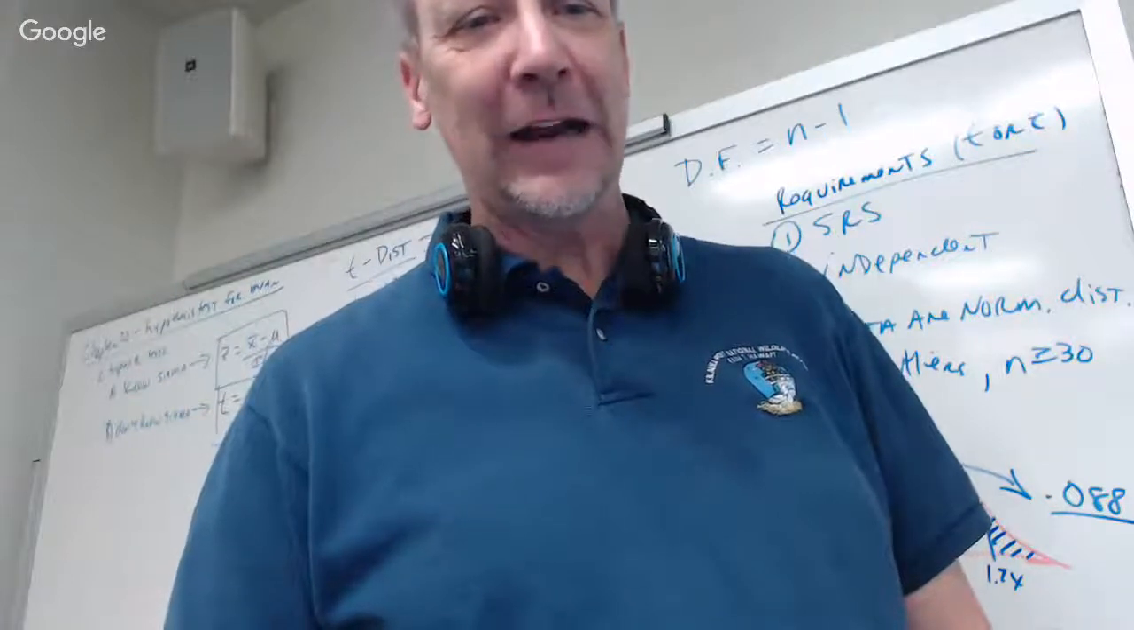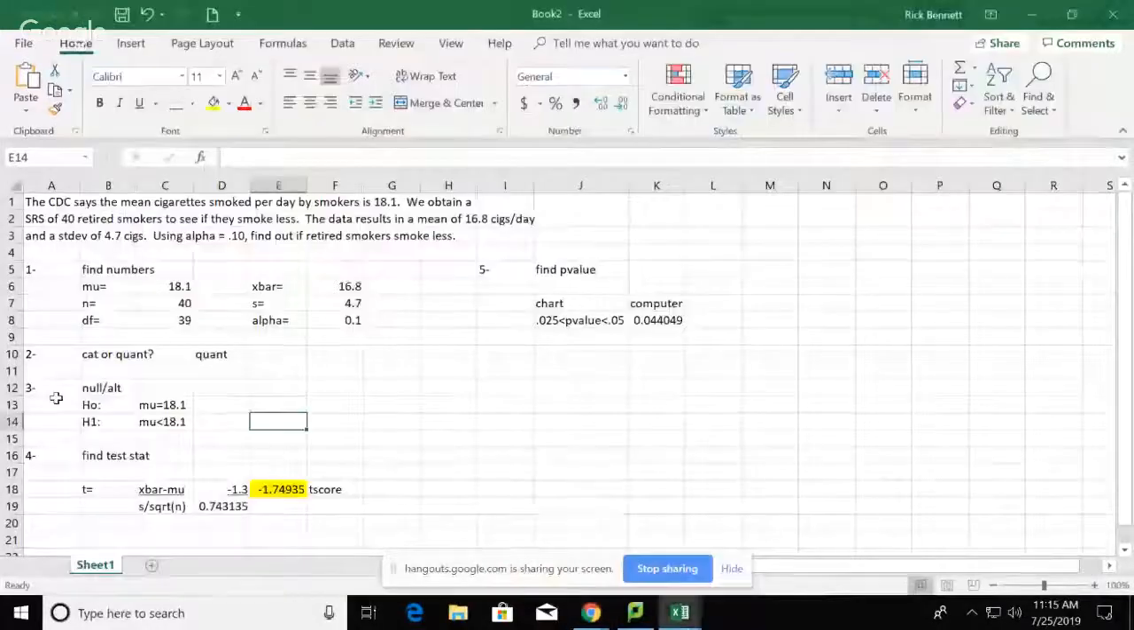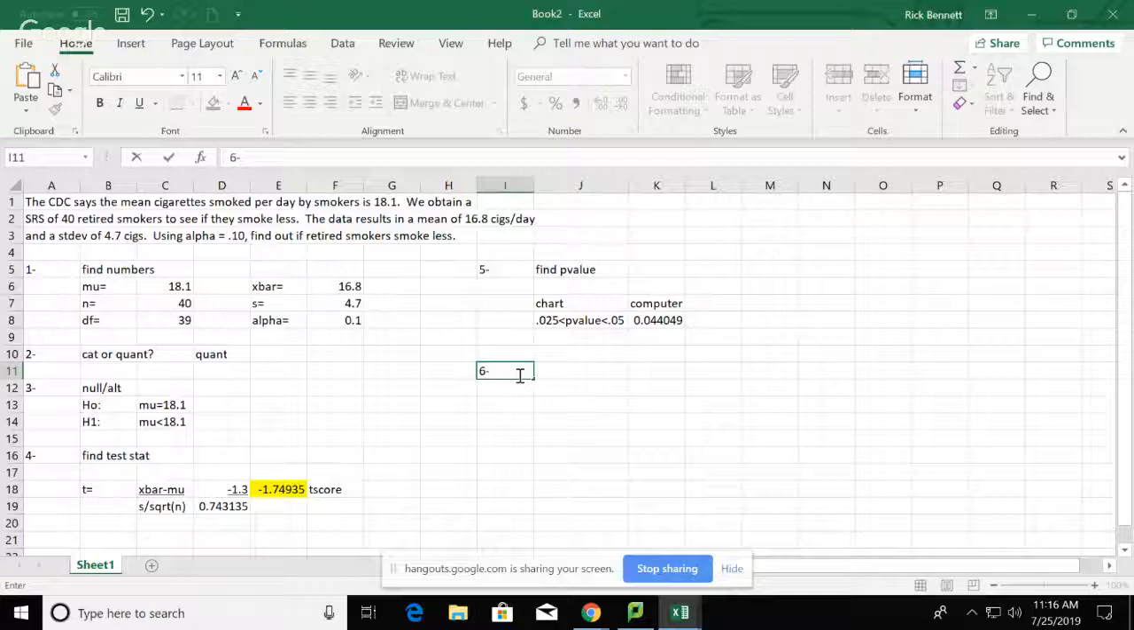All right, let's go back to our test here. And by the way, those commands are on your formula sheet. But when you're on the computer test, you'll be using the chart or the Excel command. It is on your sheet: T.DIST, T.DIST.RT (right tail), T.DIST.2T (two tail).